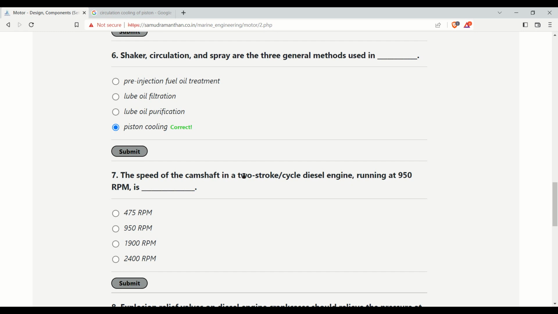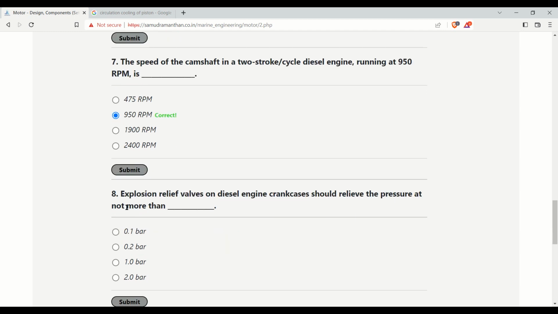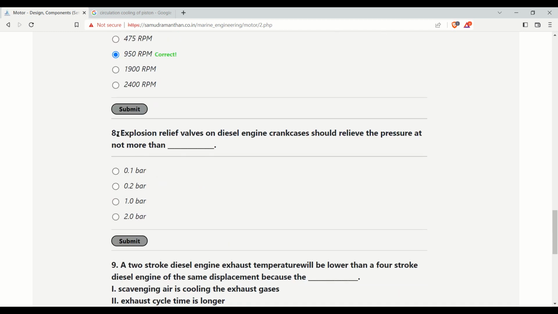The speed of the camshaft in a two-stroke cycle diesel engine running at 950 rpm. Yeah, we already discussed that in the two-stroke engine the ratio of the speed of the crankshaft and the camshaft is 1:1. And in this question it is already given that the crankshaft rpm is 950. Hence it's a simple question. The camshaft will also rotate at the same speed. It should be 950. Yeah, let's see. Yes, it is the right answer.